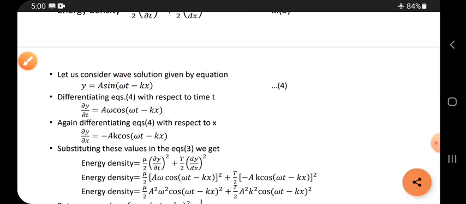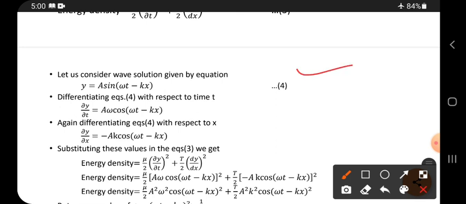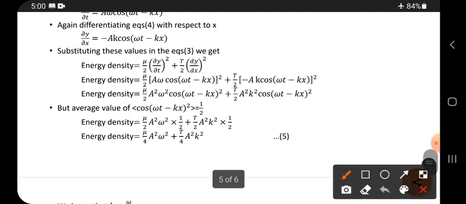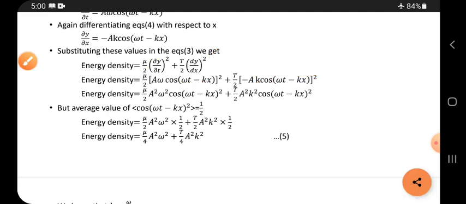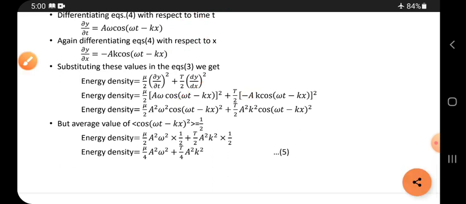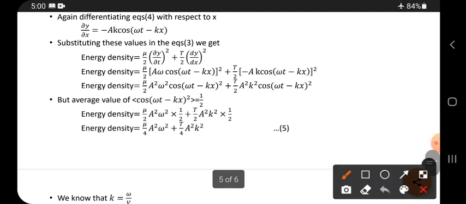This is the fourth equation. Again differentiate with respect to x. Sine becomes cos, but since we are differentiating with x, the coefficient of x is minus k, so it is taken outside. Substitute these two values in the above equation. Here it is substituted and here substituted. For the square, negative becomes positive, so y square is there.